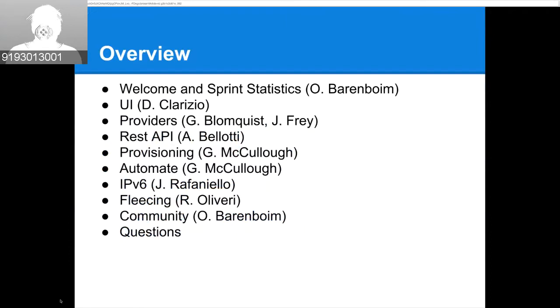All right, so I'm going to give an overview of the sprint statistics. Dan will give an overview of the UI. Then we'll have providers, the REST API, provisioning, automate, IPv6, fleecing, and community activities. Next slide, please.